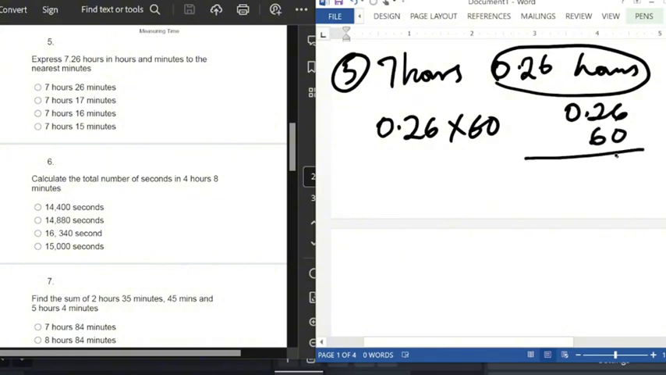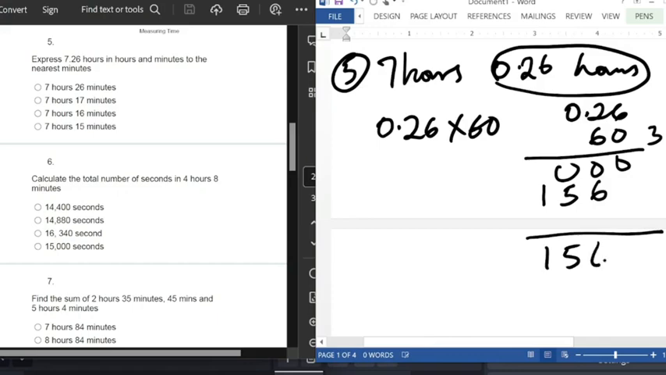So let's have it this way. This is 0, 0, 0. 6 times 6 is 36. We carry 3. 6 times 2 is 12, plus 3, that is 15. 5. Then 6 times 0 is 0, plus 1, that is 1. Then we add everything together. That gives us 1560. Good. But that's not the final answer.